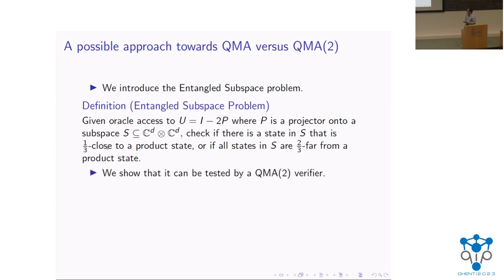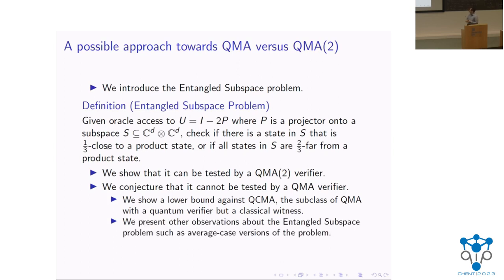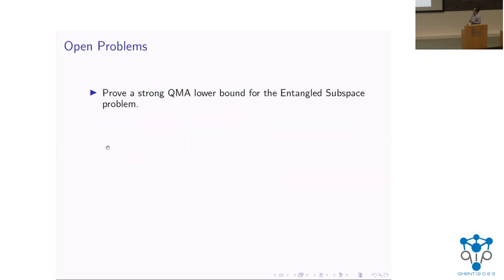The reason why we believe that this can be used to prove oracle separation between QMA and QMA2 is that there is an efficient QMA2 verifier. In particular, you can be given a product state and simply verify that it's in the subspace. And there are reasons to believe that it's not possible by a QMA verifier, although this paper was not able to show that. It was able to show a lower bound against QCMA, and it explored some other average case versions of the problem.